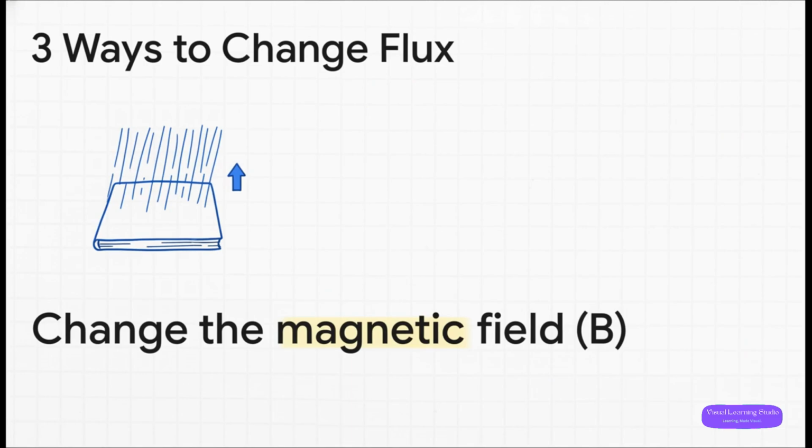How could you change the amount of rain hitting your notebook? You could make the rain stronger or weaker. That's changing the magnetic field, B. You could make your notebook bigger or smaller. That's changing the area, A. Or you could just tilt the notebook, and that's changing the angle, theta. Any of these will start the rebellion.